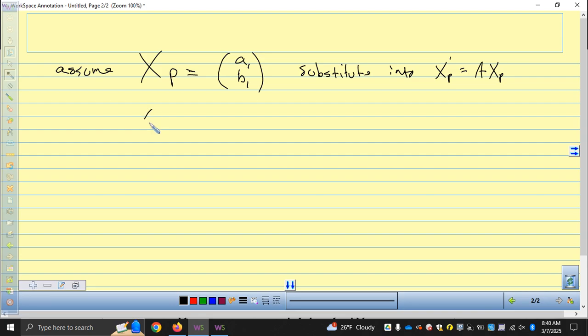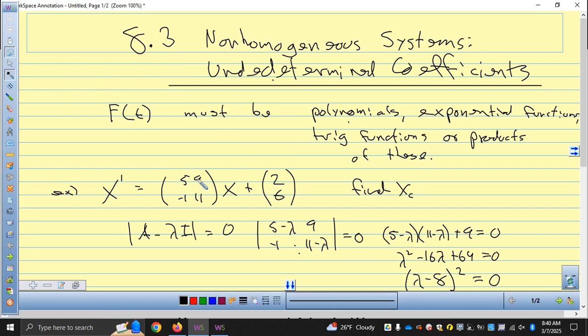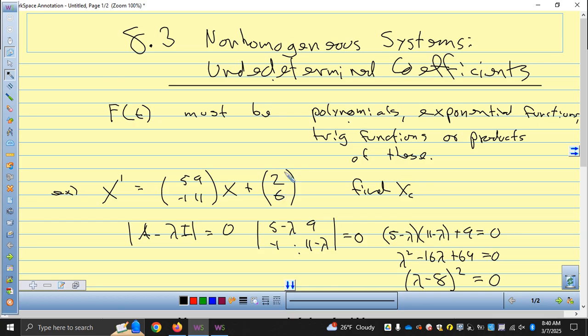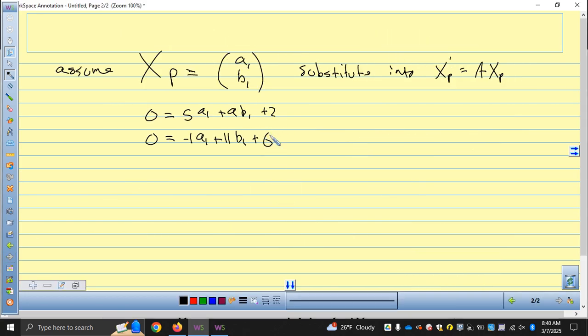We get 0 equals 5a1 plus 9b1 plus 2. So I'm substituting in here 5a1 plus 9b1 plus 2. And we get 0 equals negative 1 a1 plus 11 b1 plus 6. So zeros from the derivatives, this from multiplying by the matrix A, and this is our function here. Our function would happen to be a constant.